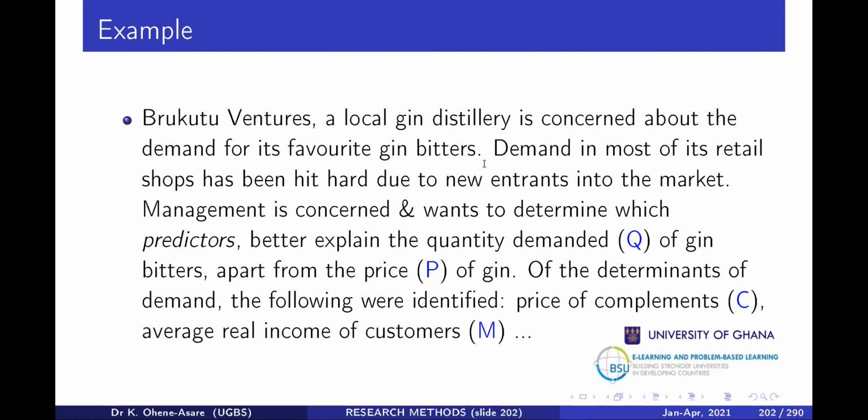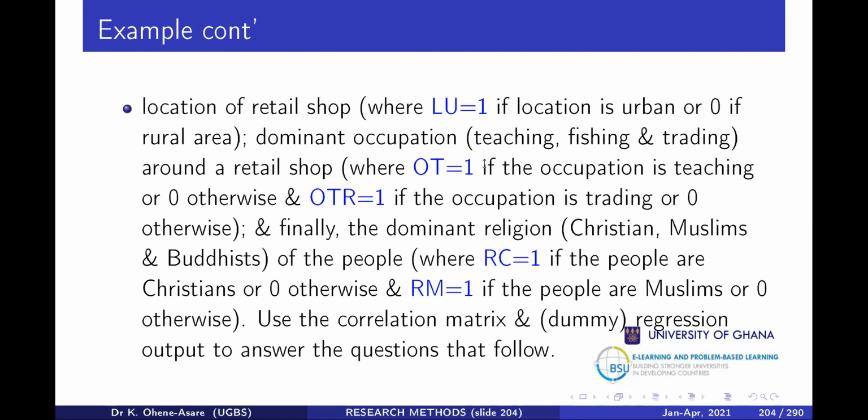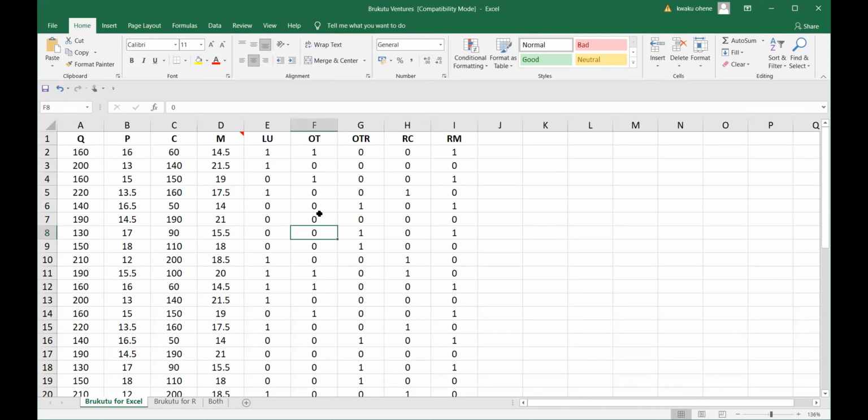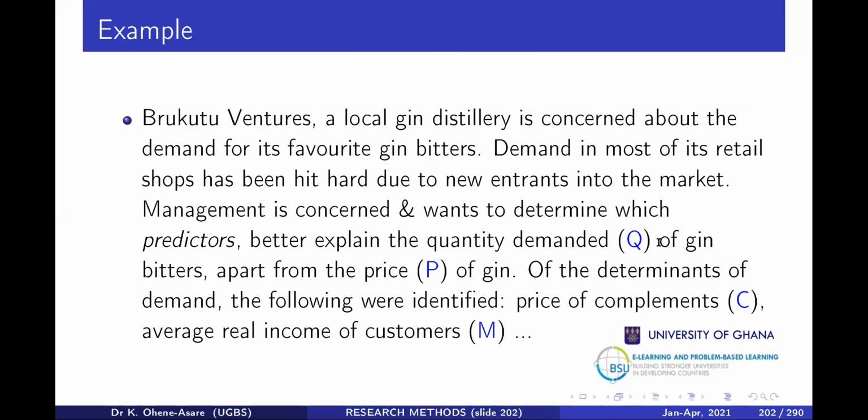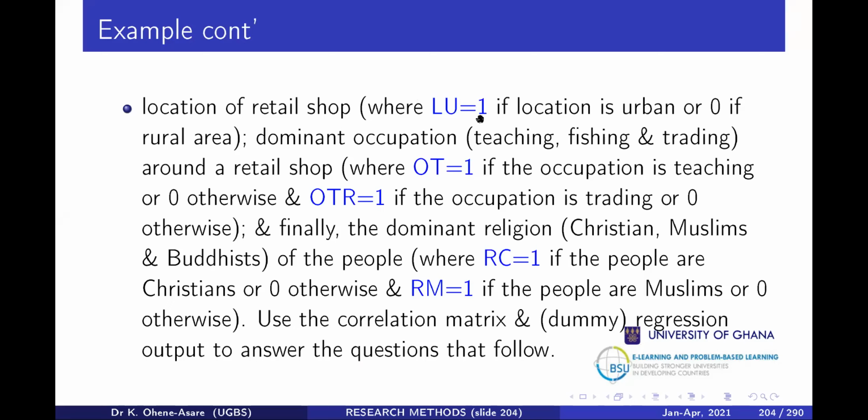So let's look at the Brukutu data set. I've explained everything about the data set for you, but this story tells you all about it and also gives the details. In fact, everything that you see, the picture that didn't come, is all inside the Excel here. So he's explaining this data set. Let's watch some few things. He says that the quantity demanded, which is Q, the quantity demanded of gin bitters, depends on the price of gin, P, the complement price of gin, C, the income of the people, M, and the location of the shop. And that is a dummy variable, because he said that where LU is 1.